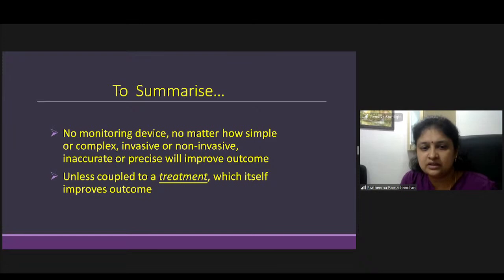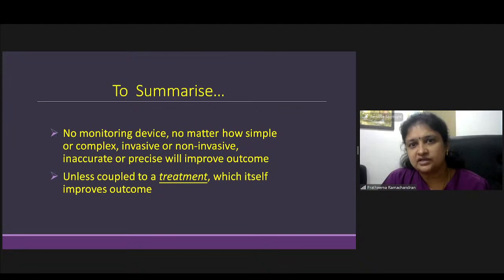So yes, after a long lecture talking about hemodynamic monitoring, it is very sad to say, but hemodynamic monitors are not the only way to improve patients. It is just a guide. Judicious use of the hemodynamic monitors, and proper knowledge and interpretation, is going to help the patient more than the monitor itself. Thank you.